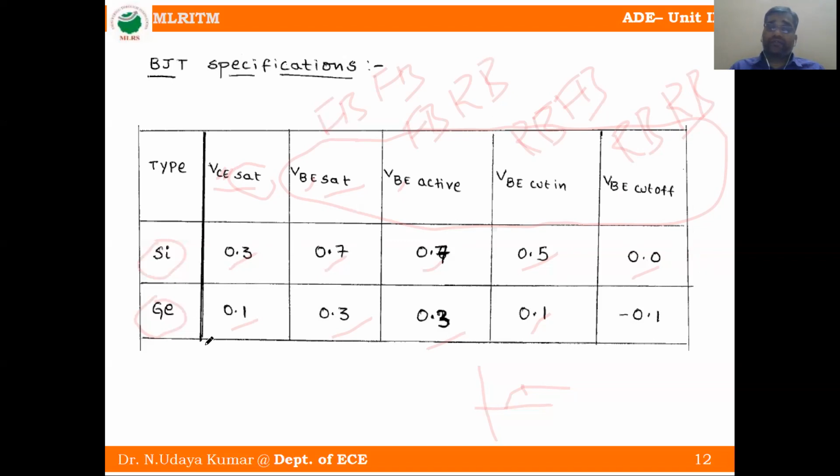Remember, these values may vary based on temperature. There is a phenomenon we call thermal runaway. Based on temperature, electrons may acquire energy and increase the current. At that time, these parameters may change. So we consider room temperature, 300 degrees Kelvin, and different values apply. These are the BJT specifications.